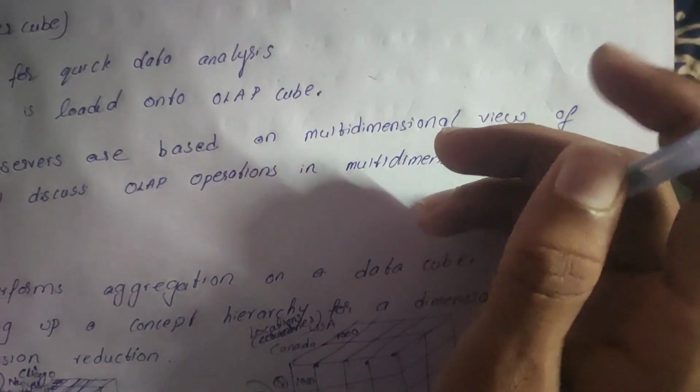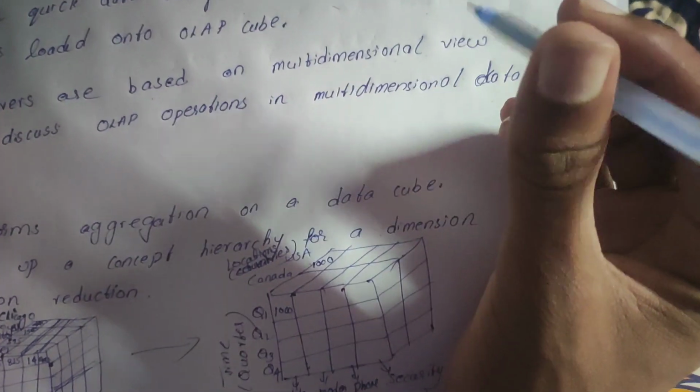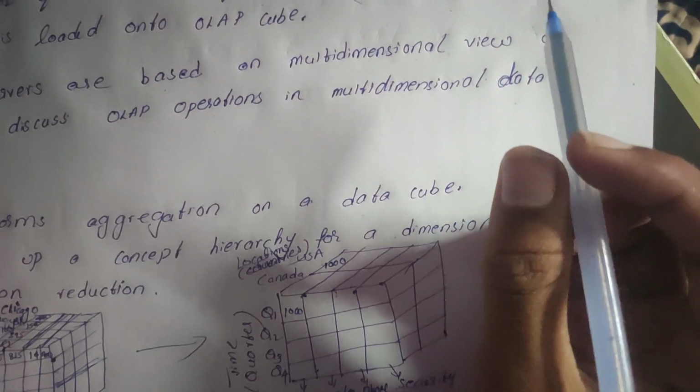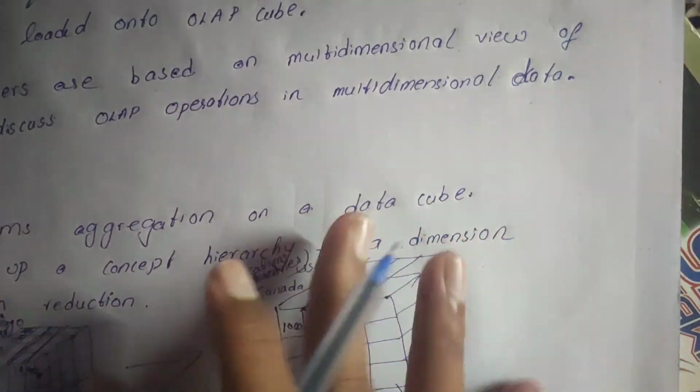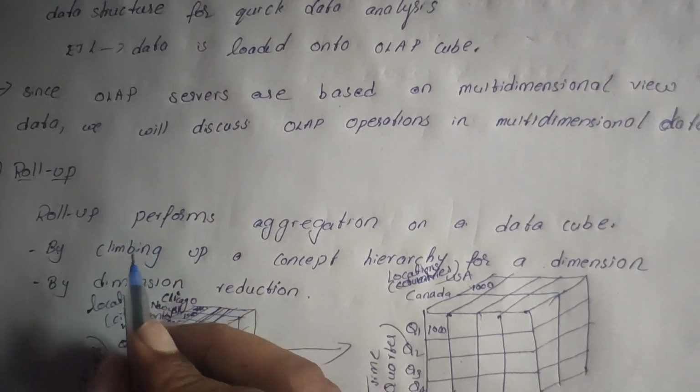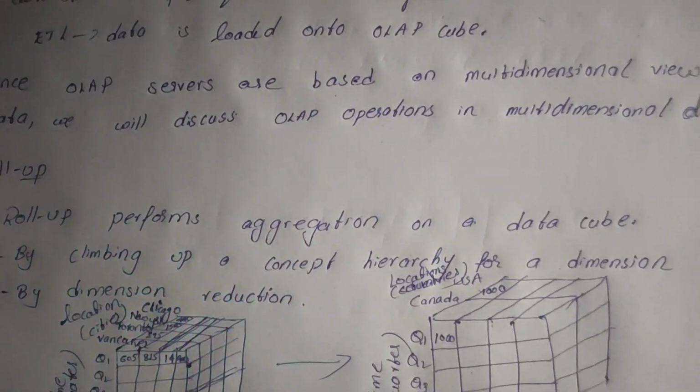We already know that spreadsheets and Excel sheets are two-dimensional. The data warehouse is multidimensional, so we have to use a cube. It has multiple dimensions.